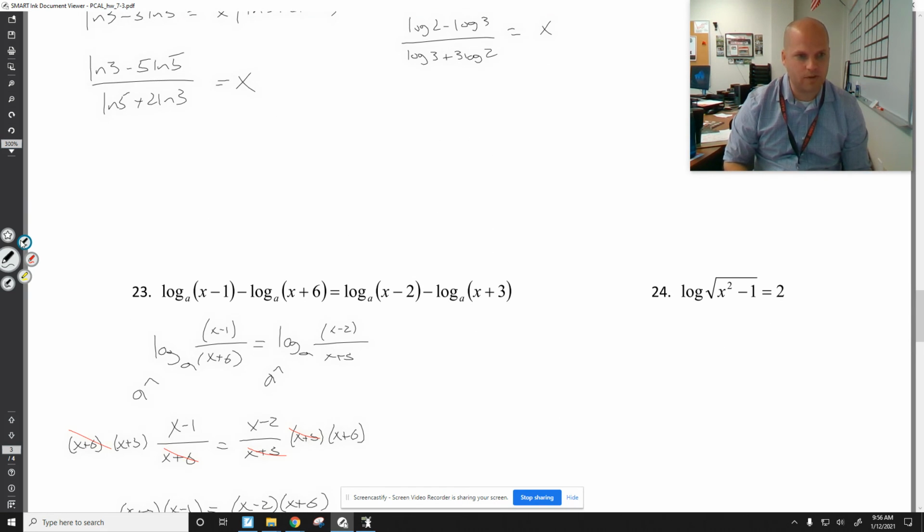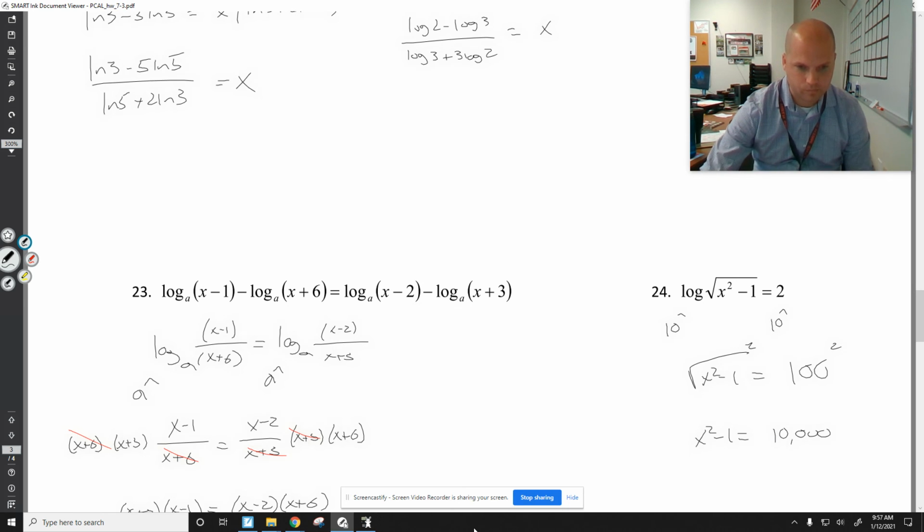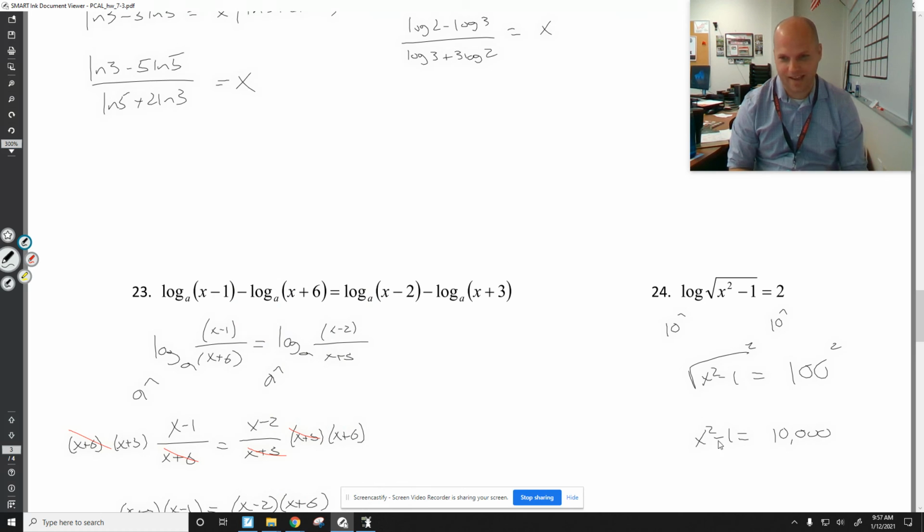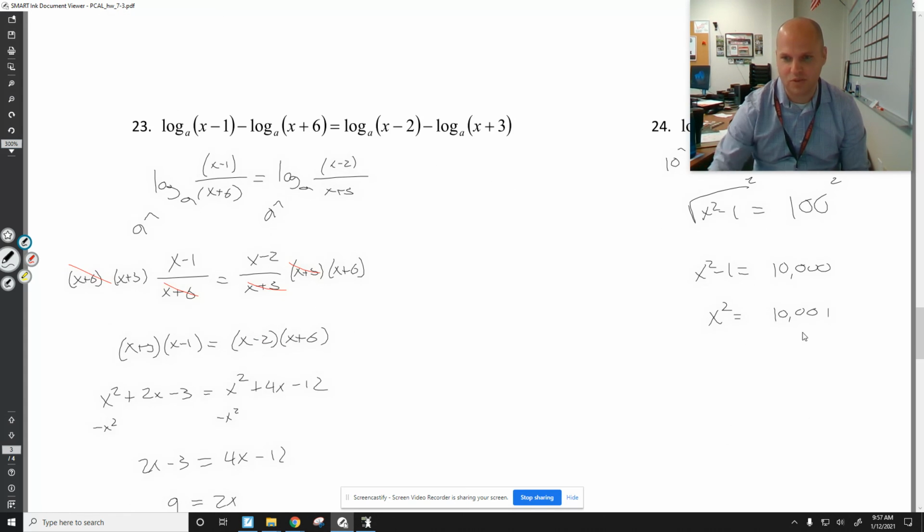Well, here we go. Let's finish off. I can do this before my next class shows up. Log base 10, get rid of it. 10 to a power. The square root of x squared minus 1 equals 10 squared. That's 100. Square that. What's 100 times 100? 10,000. X squared minus 1 equals 10,000. 4 zeros, right? Yeah. Add 1. You can't get rid of this 1 until you get rid of the square root. So add 1. I get x squared equals 10,001. Take the square root of that. What's that going to be? Not a nice number. So just leave it like this.